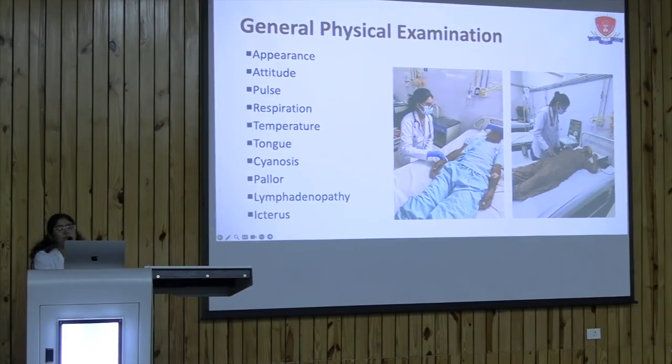In pulse, we check the rate, rhythm, and depth of breath. We will measure the temperature of the patient. Commonly, mild to moderate grade fever is observed. Dry tongue is indicative of dehydration. Cyanosis points to hypoxia, while pallor may be suggestive of anemia. Lymphadenopathy indicates infection or malignancy.